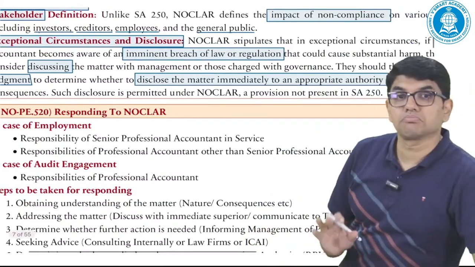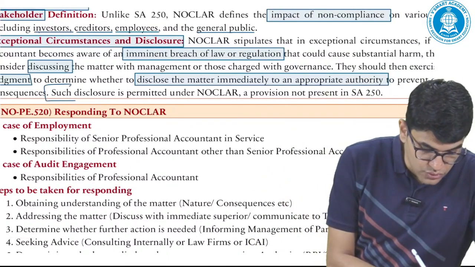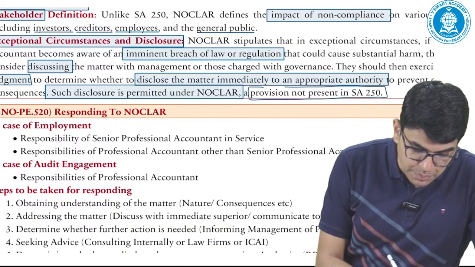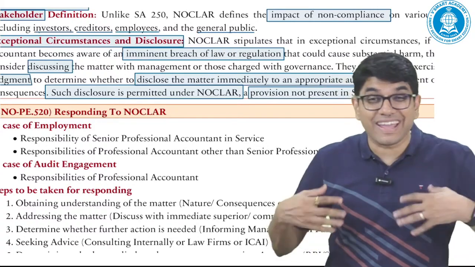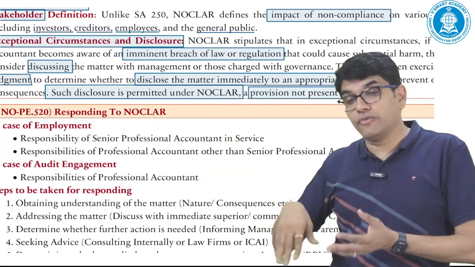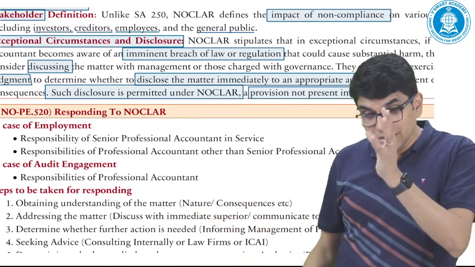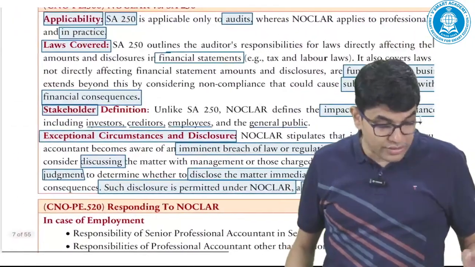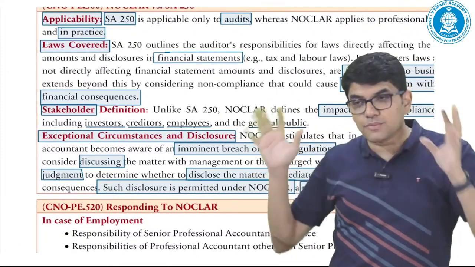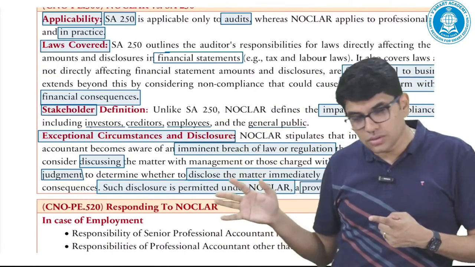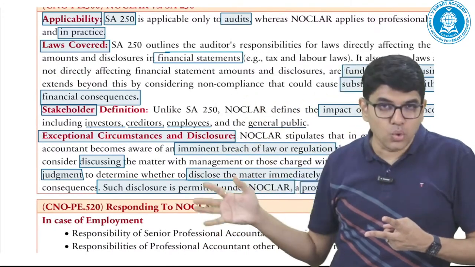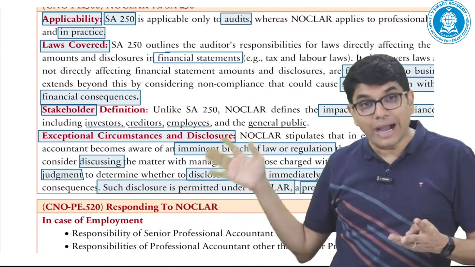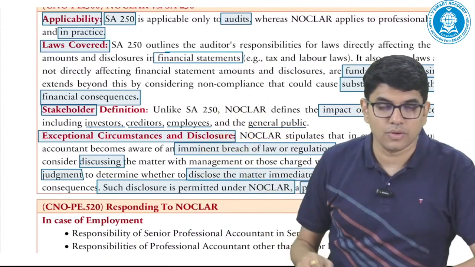Such disclosure is permitted; you yourself decide whether to go and disclose. But such a provision is not present in SA 250. SA 250 doesn't encourage disclosure. But NOCLAR says that in this specific situation, unless it is prohibited by law, you go and disclose. So definitely there's a difference in these things. When it comes to assignments, both are different and NOCLAR is broader. Law applicability, again, NOCLAR is broader. Stakeholders and impact analysis, NOCLAR is broader. And disclosures, again, NOCLAR is broader.